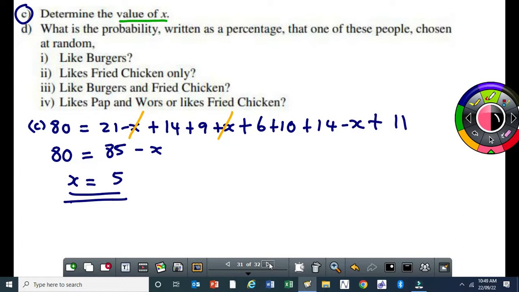So the first question says, what is the probability written as a percentage? It's important to follow the instruction there. What is the probability written as a percentage that one of these people chosen at random likes burgers? Now it doesn't say burgers only, it just says burgers. Right? So we need to look at the total of all the people who like to eat burgers.